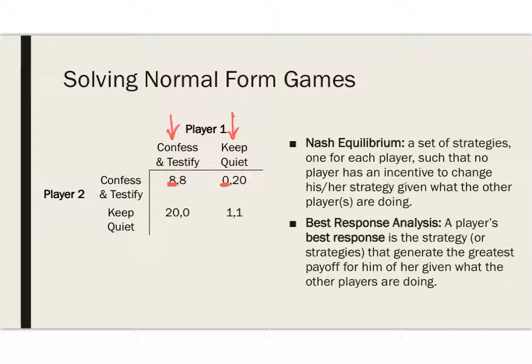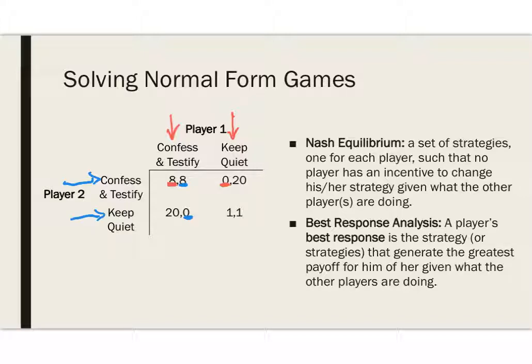We then say, okay, if player 2 chooses confess and testify, player 1 can either confess and testify and go to jail for 8 years, or keep quiet and go to jail for 20 years. So we're going to assume that they would prefer 8 years over 20 years. And if player 2 keeps quiet, then player 1 can either confess and testify and go free, or keep quiet and go to jail for 1 year. So they would confess and testify and go free.